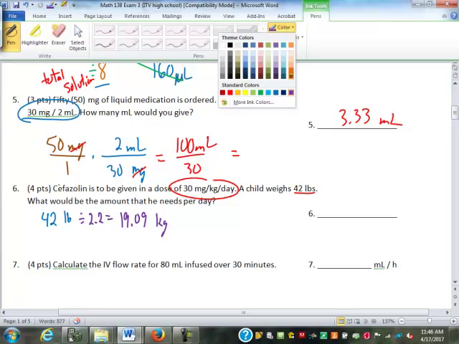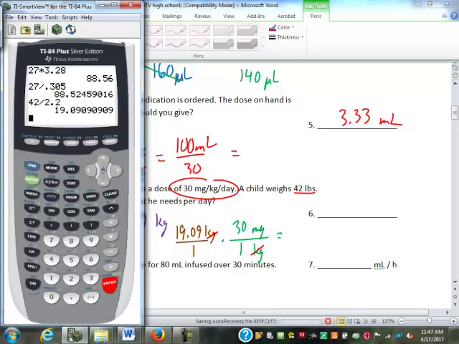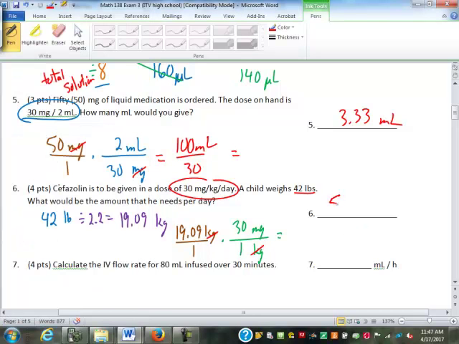So then we're going to take that 19.09 kilograms, put it over 1, and convert that into milligrams. It says 30 milligrams per 1 kilogram. So the kilograms cancel out. 19.09 times 30 is 572.72 milligrams. If you had rounded that to 19 and had 570, that would be fine. If you did 19.1 and had 573, that is also fine.